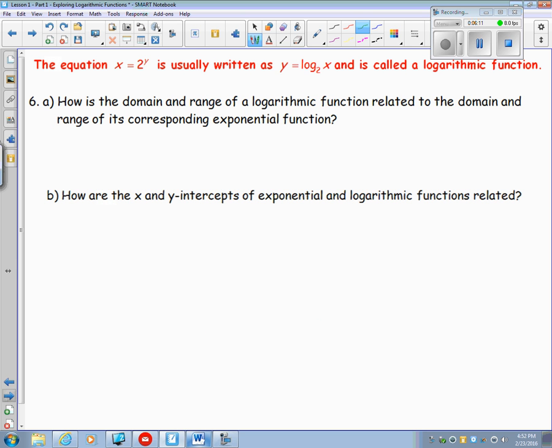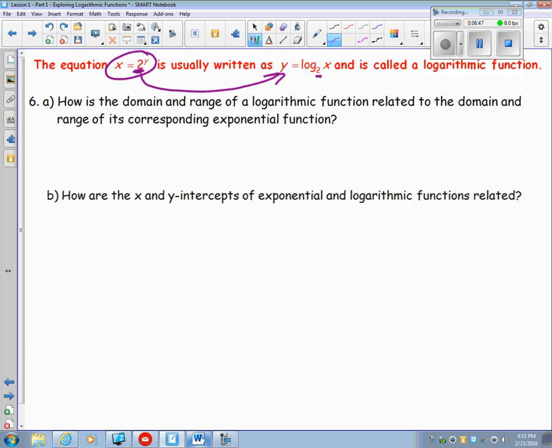The equation x equals 2^y. We don't usually write things x equals, we usually write them as y equals. So we're going to change its form slightly. Every time we see this, we're going to actually think of y equals log base 2 of x. The 2 is my base, it goes down as a little number below the log. The x is the log of that, and that comes out to y. That seems a little confusing, we're going to do a few of these to get the hang of it. We call these logarithmic functions.